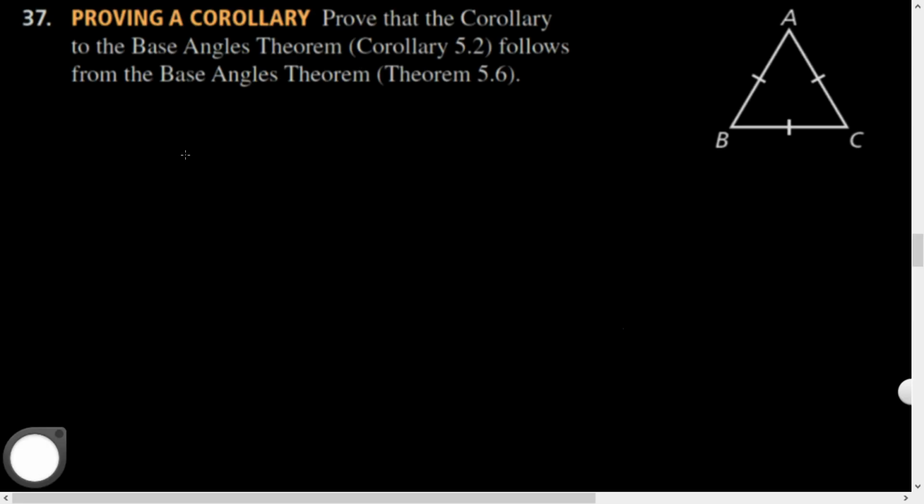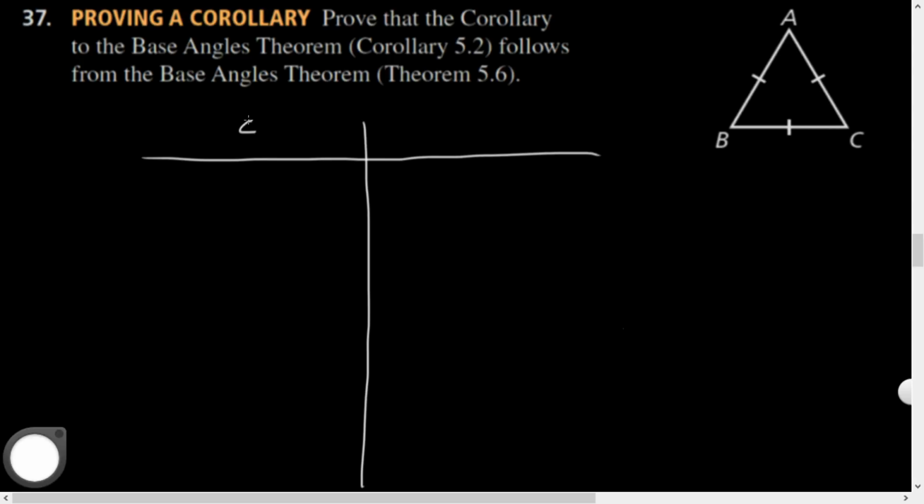All right, and then lastly, let's prove the corollary to the base angles theorem. I've got statements and reasons, and it says that it follows from the base angles theorem. So you are allowed to use BAT in your proof. I can't use the CBAT, though, because that's what I'm trying to prove. Let's start with some given information: AB is congruent to BC is congruent to AC. That would be the only given information I have for this triangle.